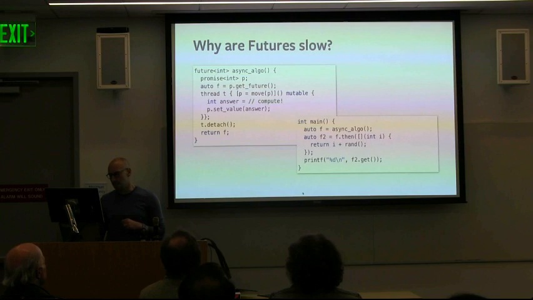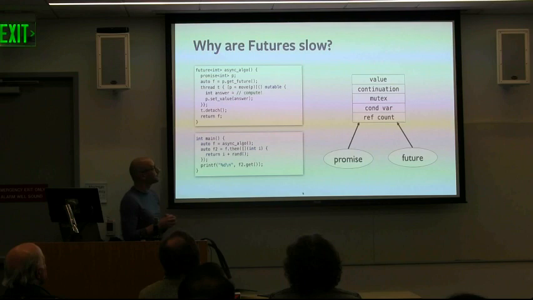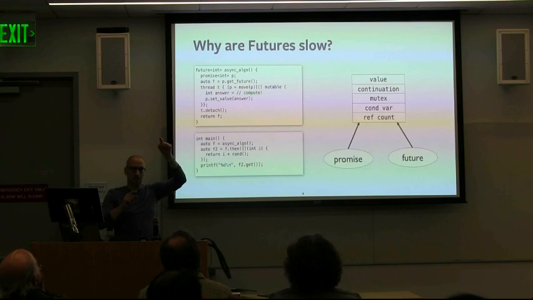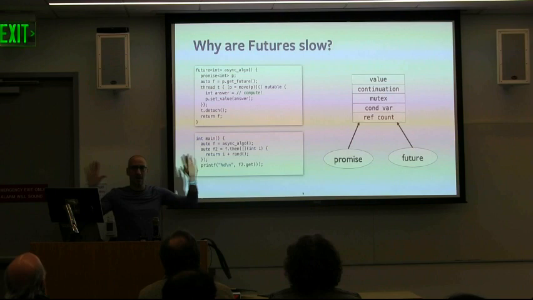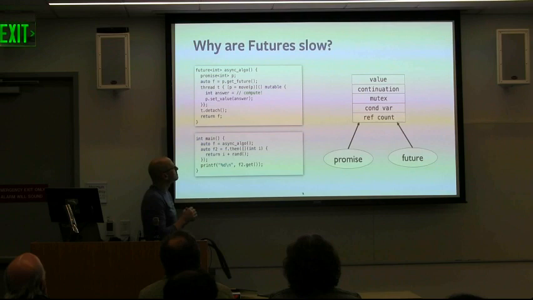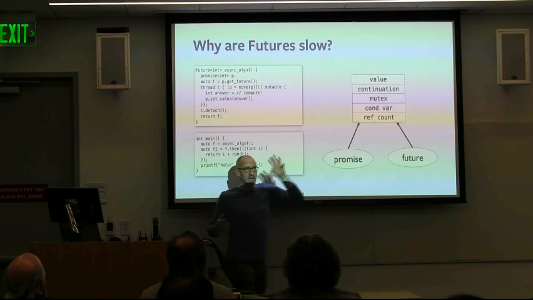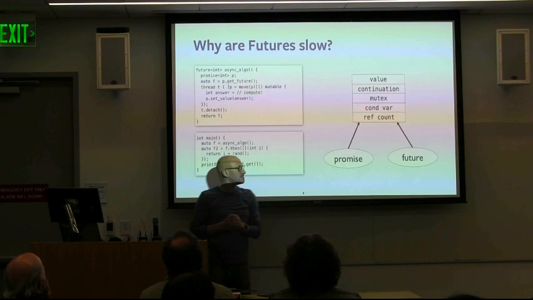Let's look at what's happening under the covers. A future and a promise are two ends of a communication chain. Values go in here, they come out there. And they communicate across concurrent processes, concurrent threads. In order to do that synchronization and that communication, you need a shared state. So there's going to be a promise and a future, and they're both going to be referencing the same shared state. And there's going to be a ref count because there's two things holding this thing in memory.